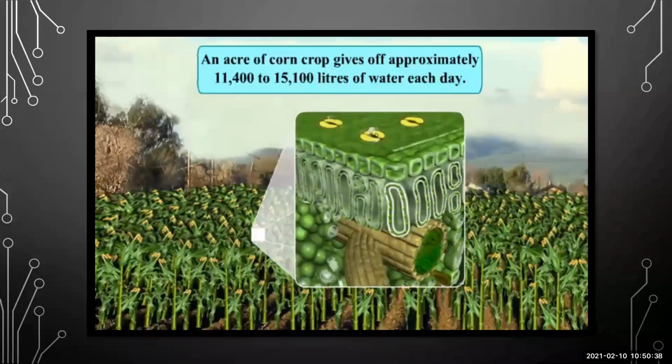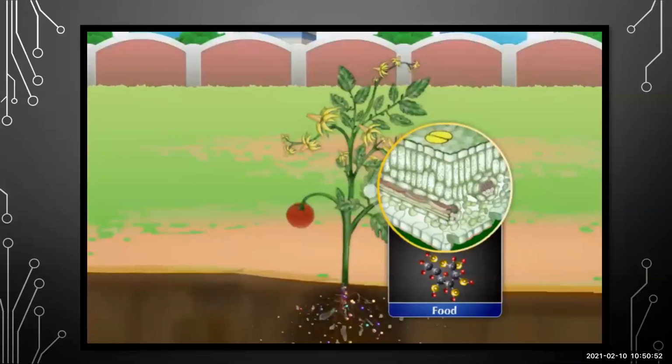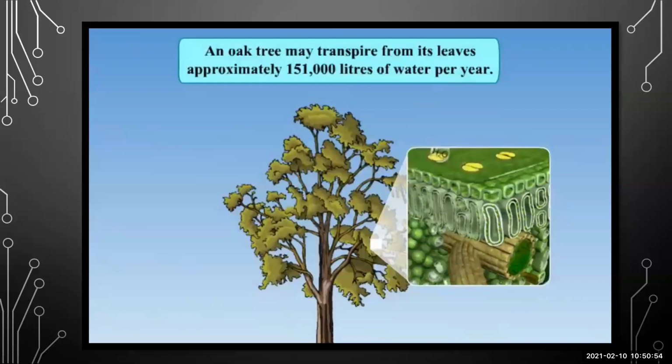Corn plants, that is maize plants, release how much water? 11,400 to 15,100 liters of water per day, for the crops planted in 1 acre of land. So we will see the video for the same. I will share the video for it.